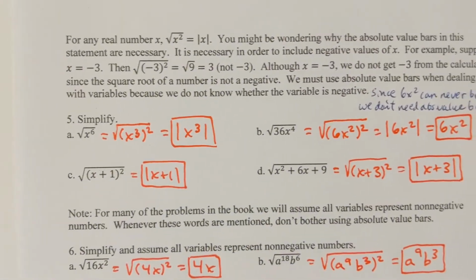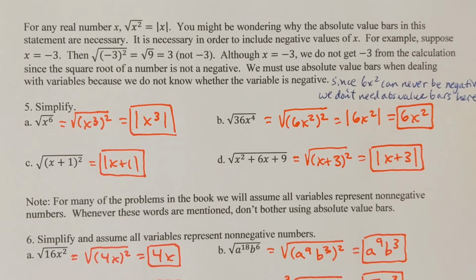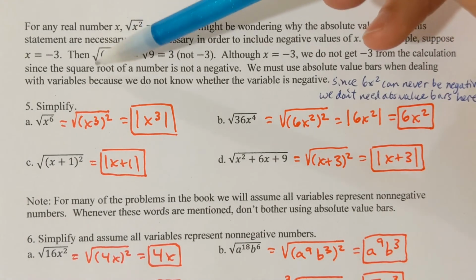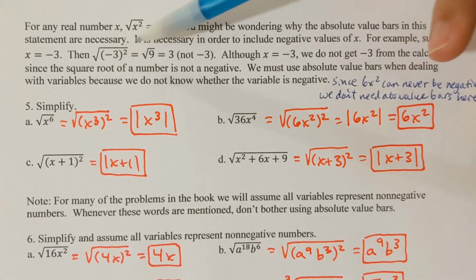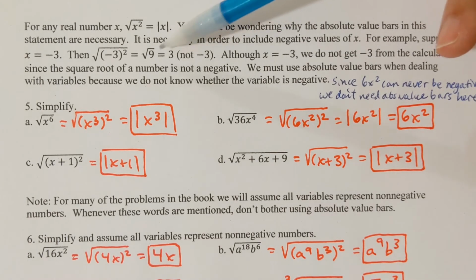Now on the next page, it says for any real number x, the square root of x squared is the absolute value of x. You may be wondering why the absolute value bars are necessary. It's necessary in order to include the negative values of x. In other words, x can be any number here. So suppose that x is negative 3. If I want to calculate the square root of negative 3 squared, well, negative 3 squared is 9, and the square root of 9 is 3. The square root of 9 is not negative 3, right?